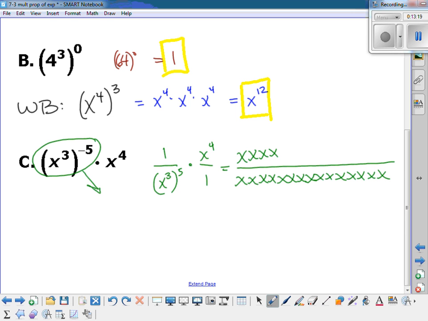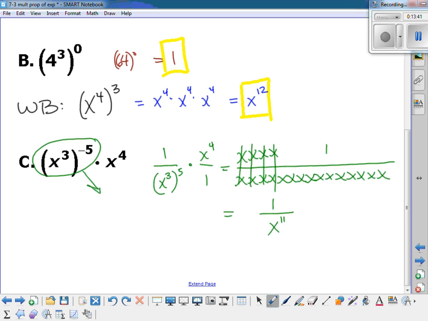Okay, 1, 2, 3, 4, 5, 6, 7, 8, 9, 10. Yep, I did it right. Okay. All right, so I've got 4 that I can cross out. If I cross everything out on top, what do I have to leave behind? A 1. So I've got 1 on top, and how many x's were on the bottom? 11. So it's 1 over x to the 11th.